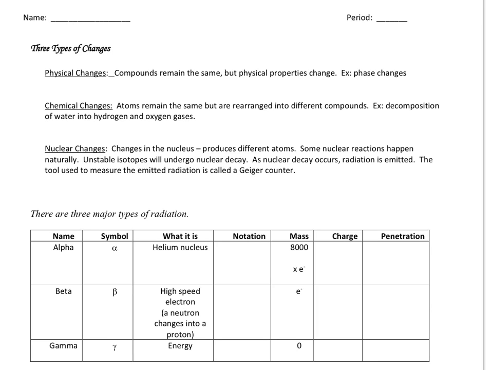So far in Chapter 2, when we were talking about matter, we talked about physical changes. So these are changes that do not alter the chemical makeup of your substance. So the compounds, if you have any compounds, remain the same. The atoms remain the same. The chemical formula for every substance remains the same. But the physical properties might change.